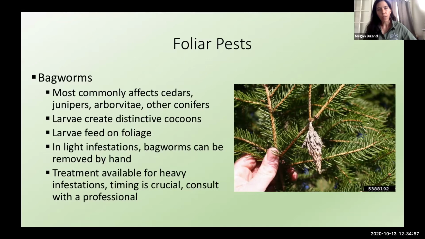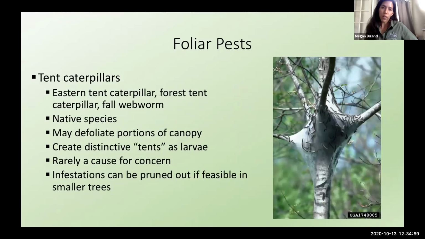The last foliar pest we're going to talk about is tent caterpillars. Eastern tent caterpillar, forest tent caterpillar, and fall webworm are 3 species of foliar pests that are all lepidopterans. They're butterfly or moth family members, and they are native species. So these guys aren't invasive, even though they can look really unsightly and possibly a little alarming. They're not invasive species.